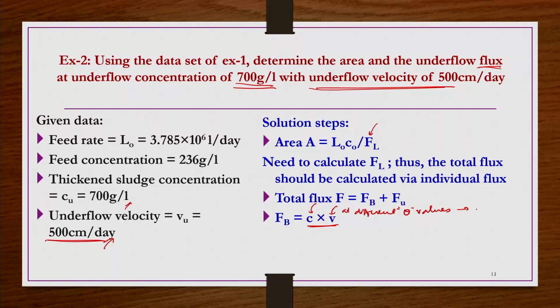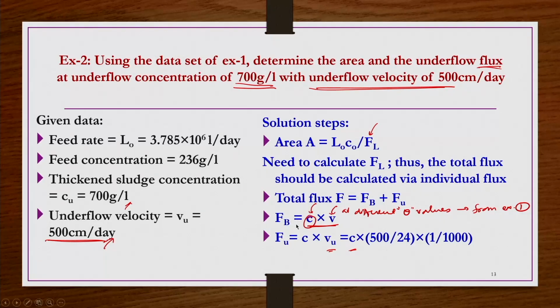We have already done this in the previous example problem 1. From there we can get FU, which is nothing but the multiplication of the C and V columns, the C and V information that we got as the solution of the previous problem. FU is nothing but C into VU. It is not CU into VU, it is C into VU. At different times, C we have already got in the previous problem. So if you multiply C by V, then you will get FU.